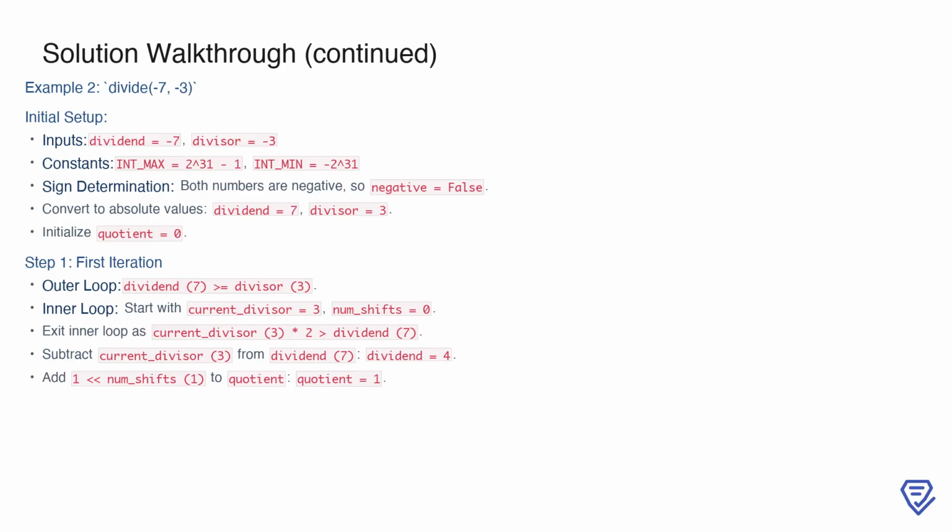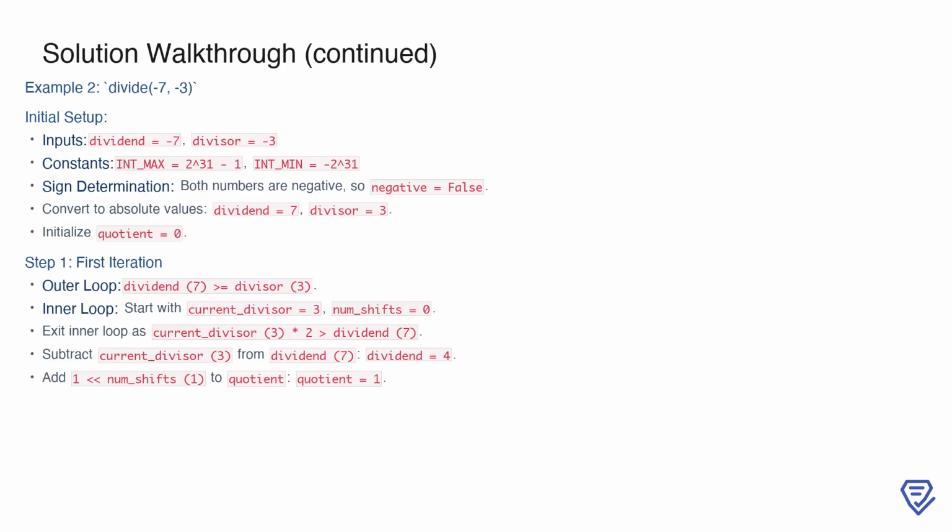Now, let's look at the example of dividing -7 by -3. First, we set up the inputs. The dividend is -7, and the divisor is -3. We use the same constants for the 32-bit range, int_max and int_min. Since both the dividend and divisor are negative, their signs cancel out, making the result positive, so the negative flag is set to false. We convert both numbers to their absolute values, resulting in a dividend of 7 and a divisor of 3. The quotient is initialized to 0.